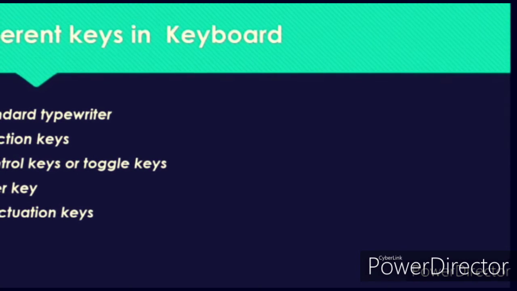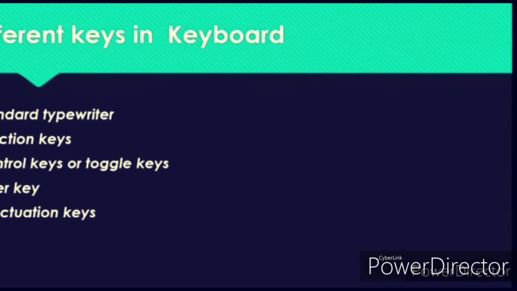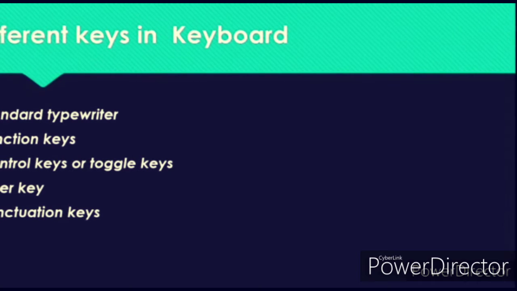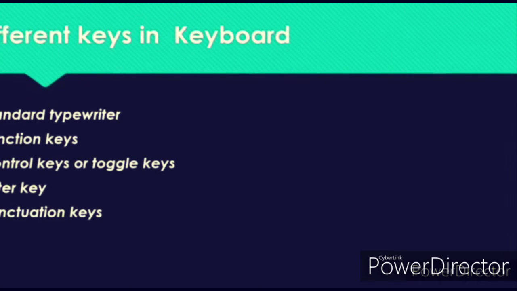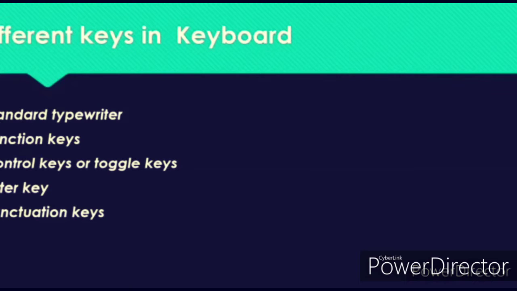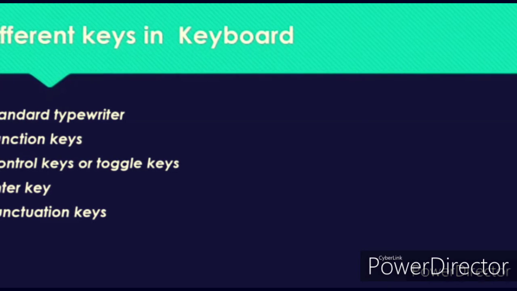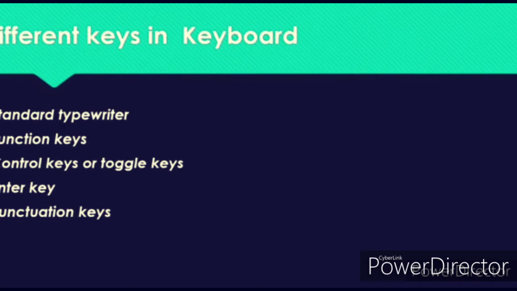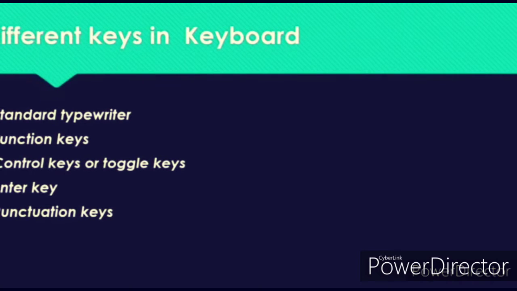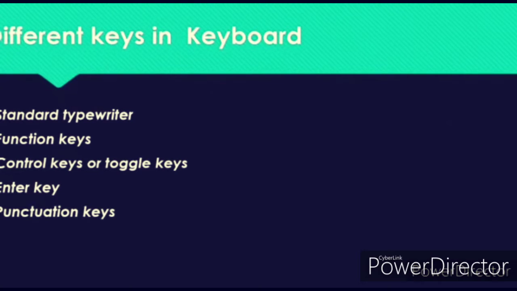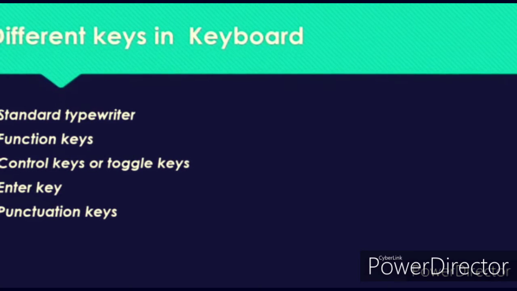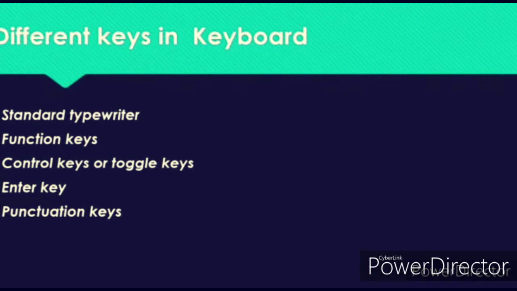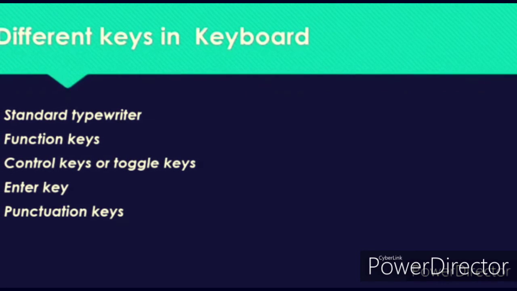Next, control keys or toggle keys. They are the most important keys of our computer system. Control keys are like Ctrl, Shift, Spacebar, Alt, Caps Lock and Tab. These are some special control keys and are used to perform specific functions depending on when and where they are used. These give the user additional control over text manipulation and cursor placement.